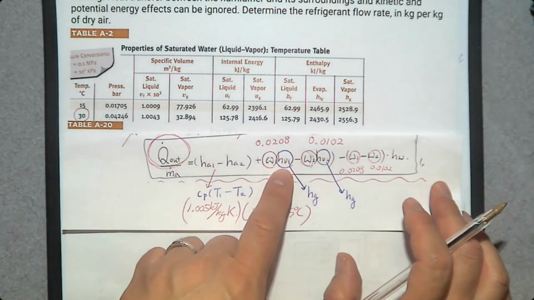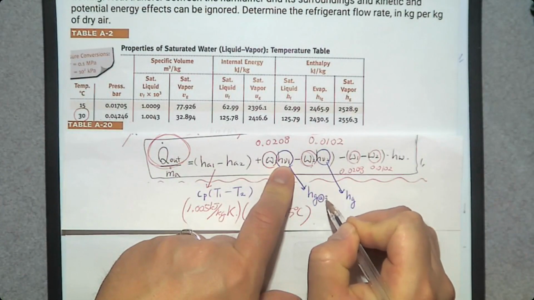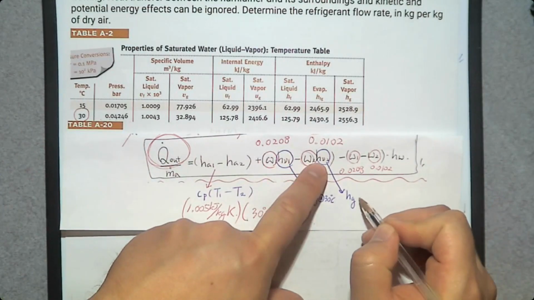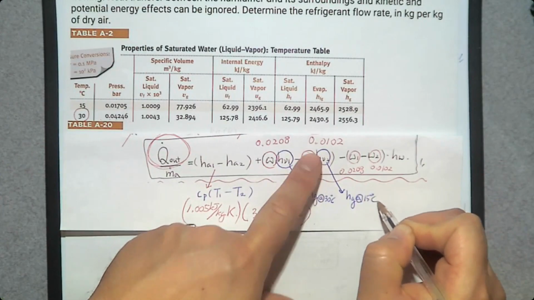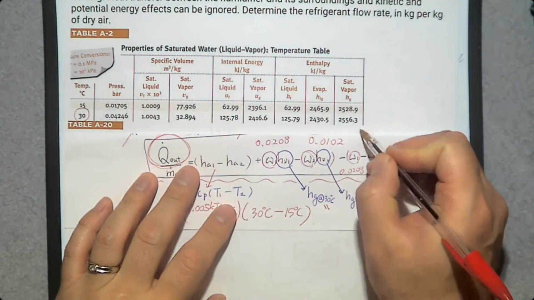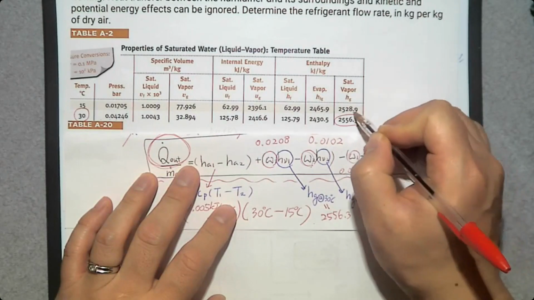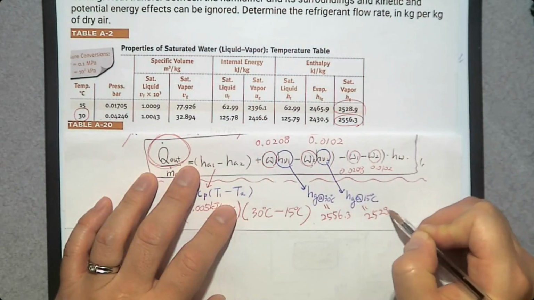The one at the inlet, what is the temperature at the inlet? 30 degrees Celsius. Hg at 30 degrees Celsius. What is the exit temperature? 15 degrees Celsius. Hg at 15 degrees Celsius. So where is Hg at 30 and Hg at 15? Hg is here. This one is at 15, this one is at 30. So this one is here, 2556.3. This one is here, 2528.9.